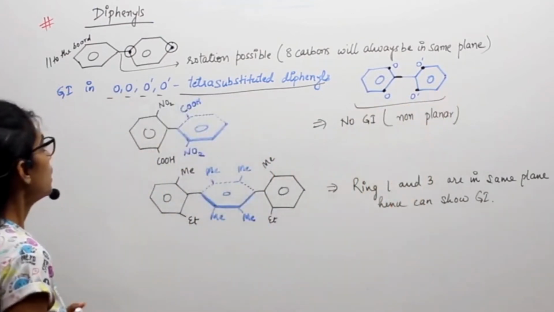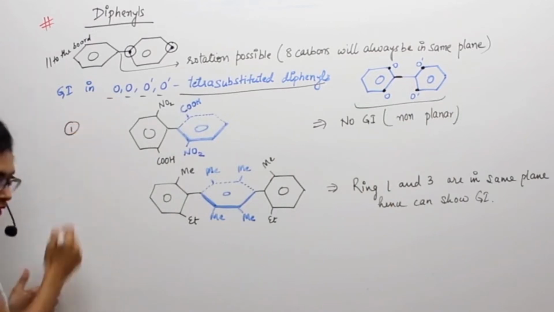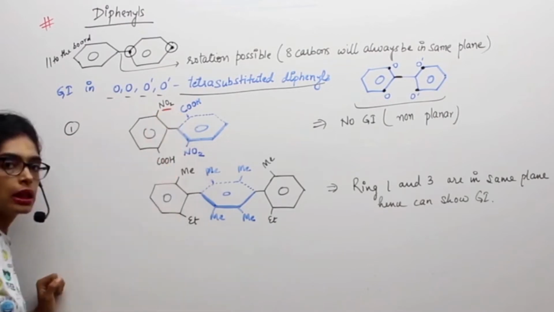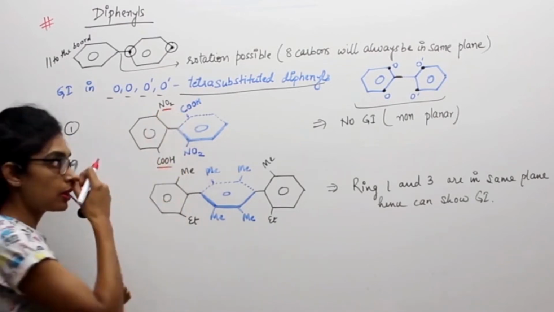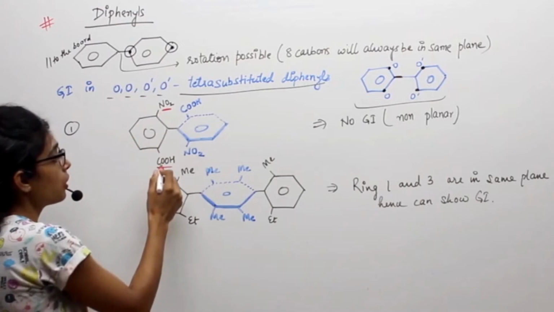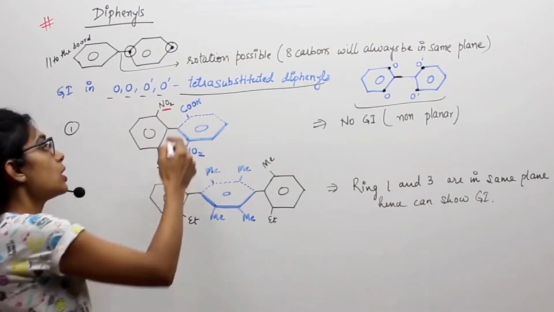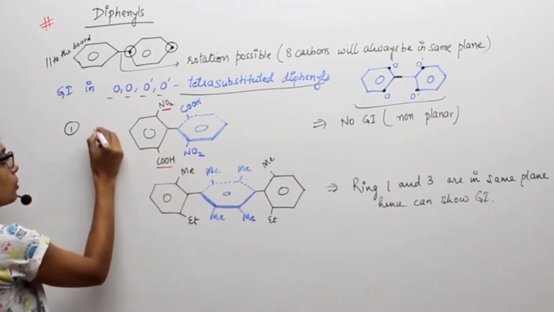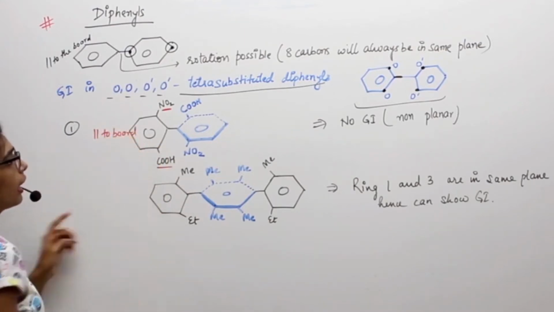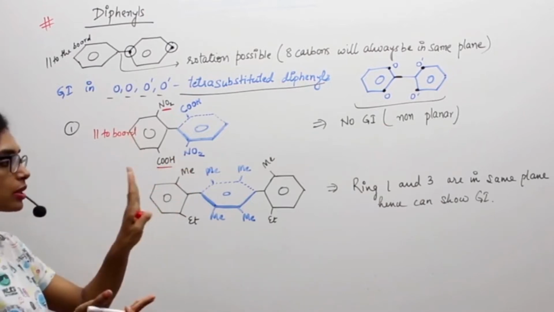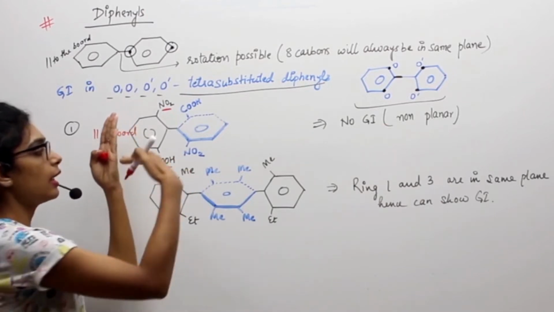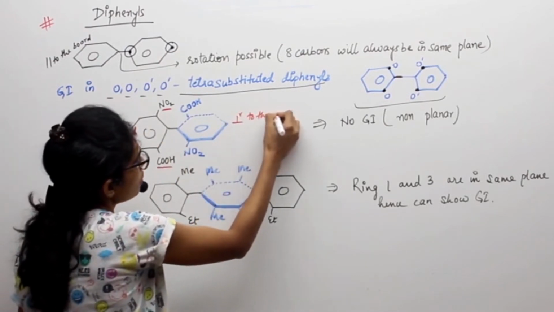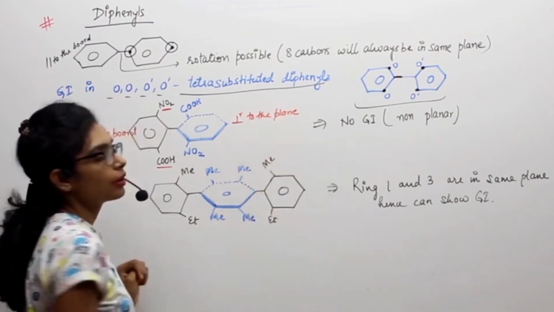Now let's take the first example. This is our first example, in which I have attached NO2 on one carbon and COH on the other carbon. So on one ortho position you have an NO2, on another ortho position you have COH. Now here you have to look carefully: this ring is parallel to the board and I have drawn it elongated. So one ring is like this and another ring is like this. This is perpendicular to the board, so the planes are different, right?